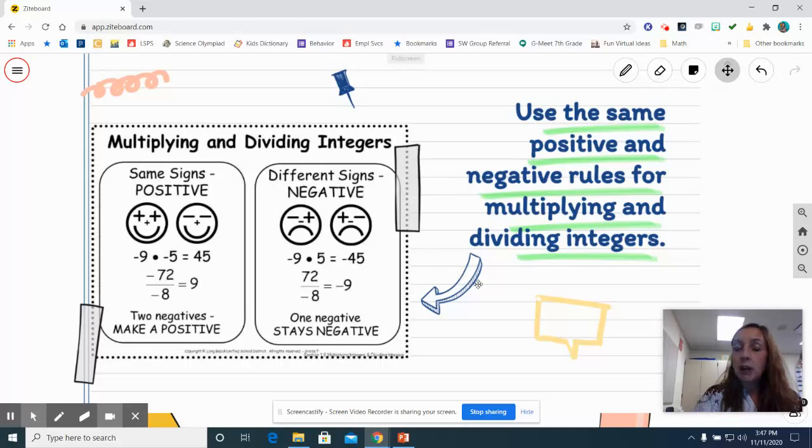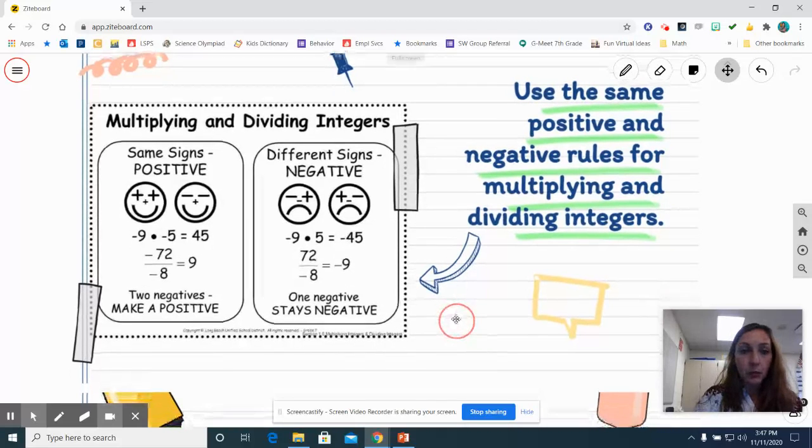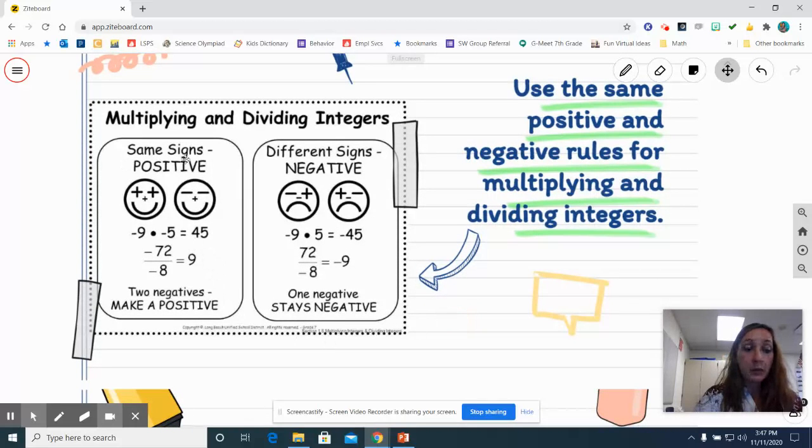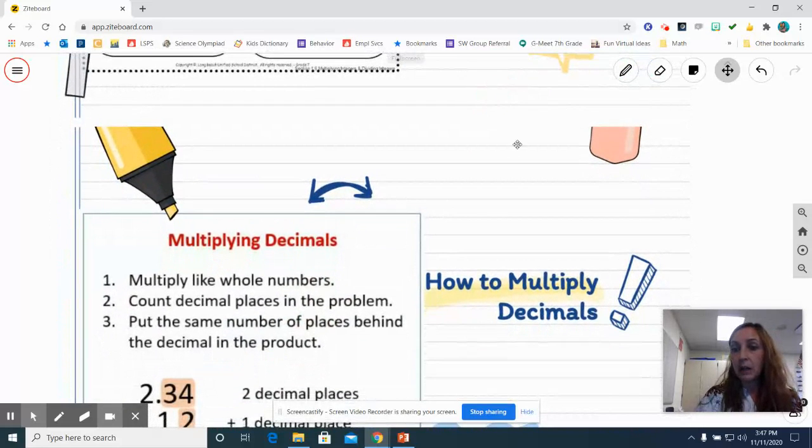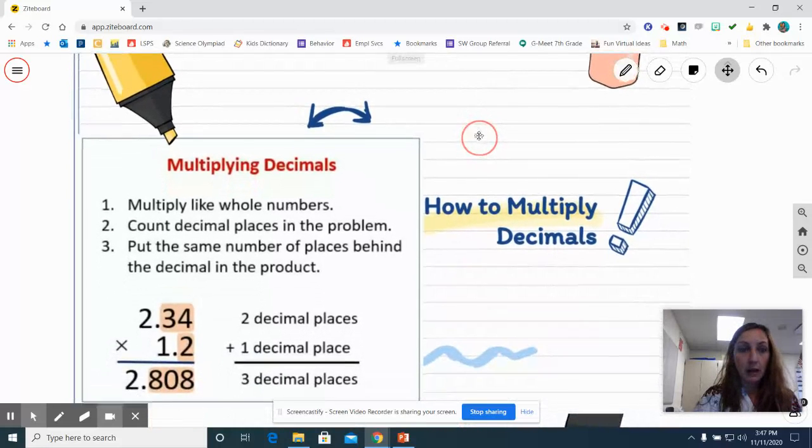You're actually going to use the same positive and negative rules for multiplying and dividing integers as you will for decimals. And those rules, just to refresh your memory a little bit: when the signs are the same, the answer comes out to be positive. So two positives multiplied or divided together will give you a positive answer, and two negatives multiplied or divided together will give you a positive answer. When the signs are different, though, when you multiply or divide a positive with a negative, doesn't matter the order, the answer is going to be a negative answer. So again, just use the same rules as multiplying and dividing integers for multiplying and dividing decimal positives and negatives.